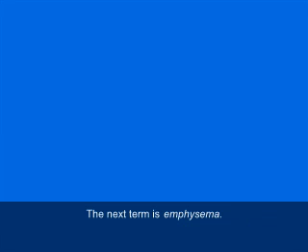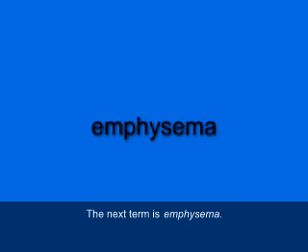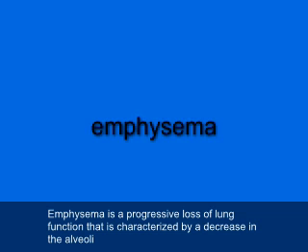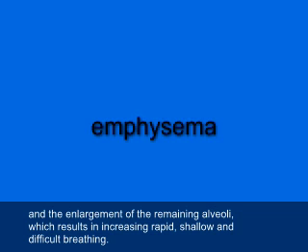The next term is emphysema. That's a little tricky to spell. Emphysema is a progressive loss of lung function that's characterized by a decrease in the alveoli and the enlargement of the remaining alveoli, which results in increasing rapid, shallow, and difficult breathing.